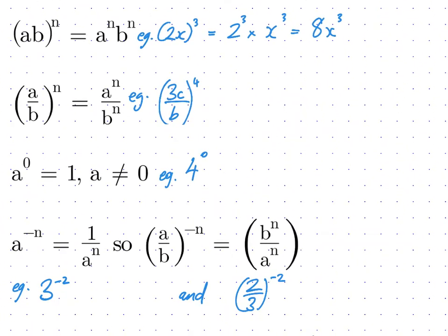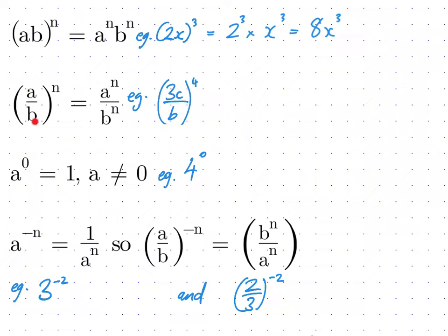Next law. It's a division in a set of brackets, all raised to a power, and once again, that power spreads to both. So in this situation, you have actually a more complex situation here because the top term, the numerator of that fraction, is a product in itself. It's 3c. So you're actually using the previous index law again, a b all to the power of n, to do the top line first, and then you're going to use this law.